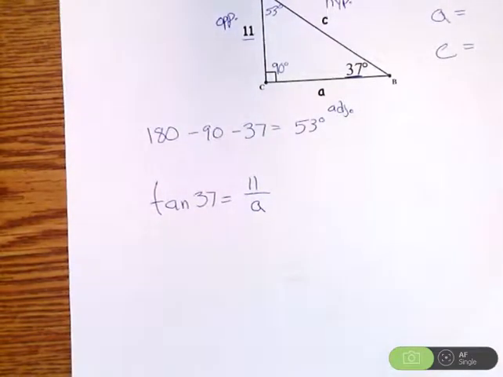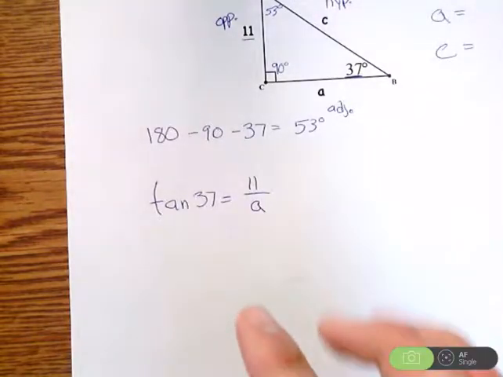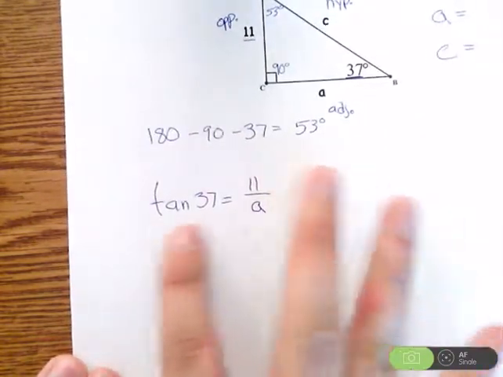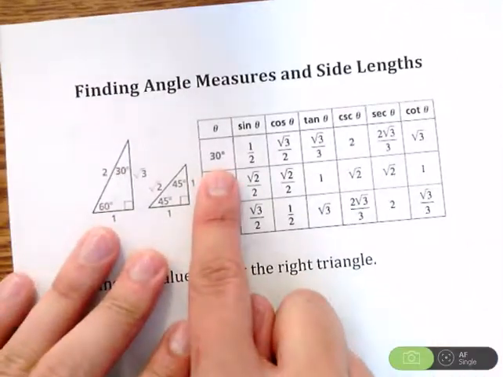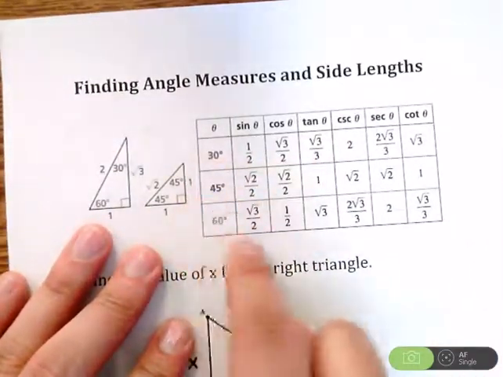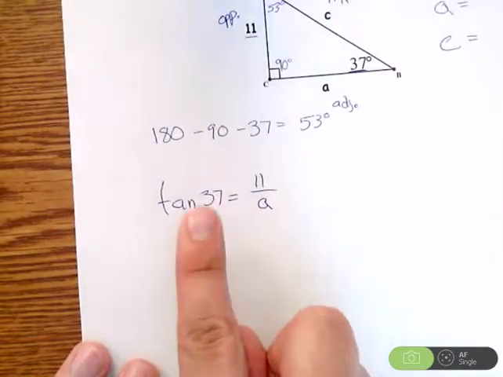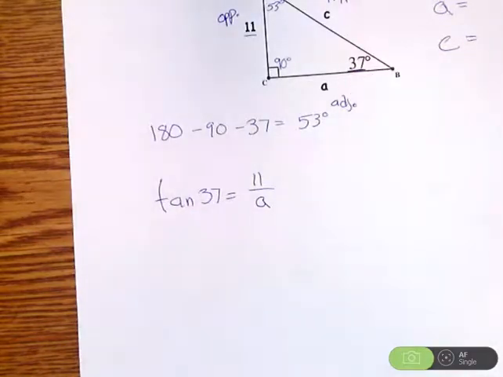Now, here's one reason why we can't use the table there. We're going to try and find tangent of 37 degrees, and if you look at the front, we only found tangent of 30 degrees, 45, and 60. So I can't exactly use that table, so I'm going to have to use a calculator.